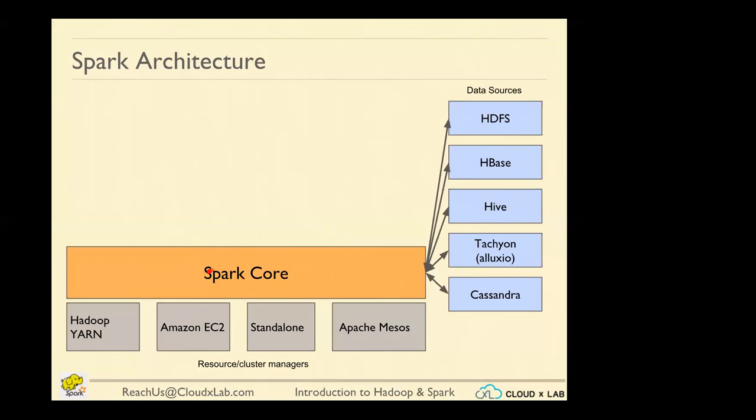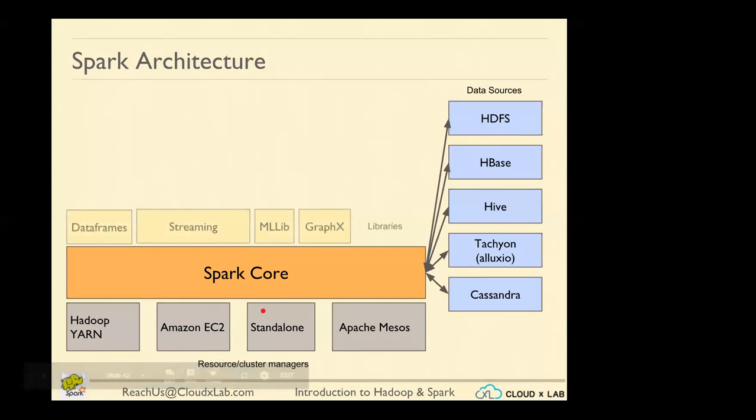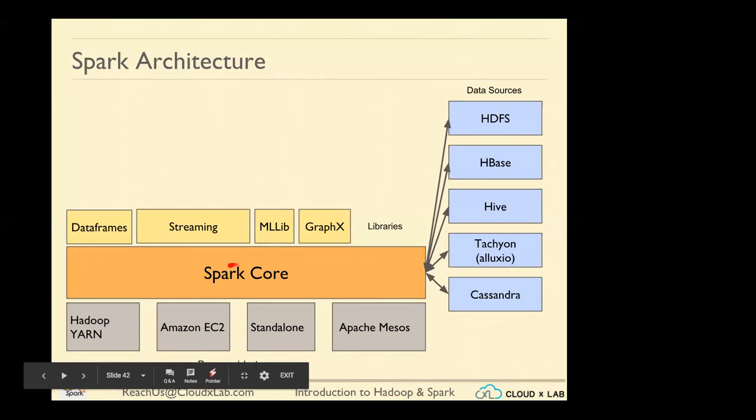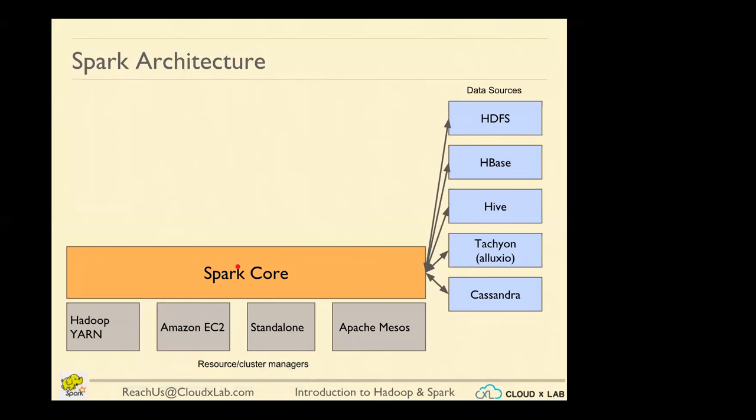So Spark can run on top of Yarn, Hadoop. In case you don't have Hadoop and you are just using EC2, Spark can run on that too. In case you have another kind of resource manager called Mesos, which is a competitor of Hadoop Yarn, then also it can run. In case you don't have either of these, even then, it comes with its own resource manager that you can use. Spark Core basically provides you a way to write the code so that your code can be distributed very well, right?